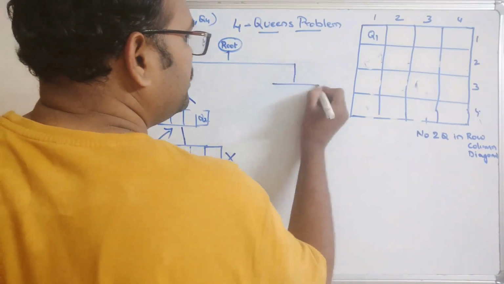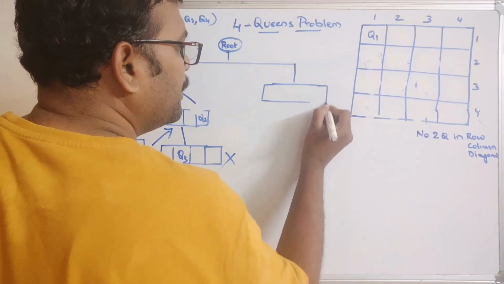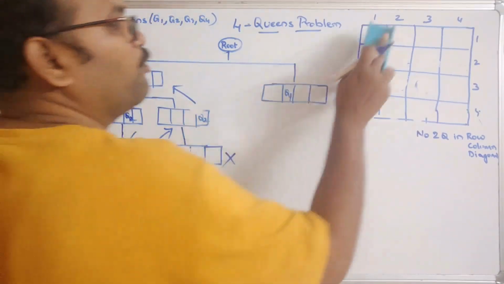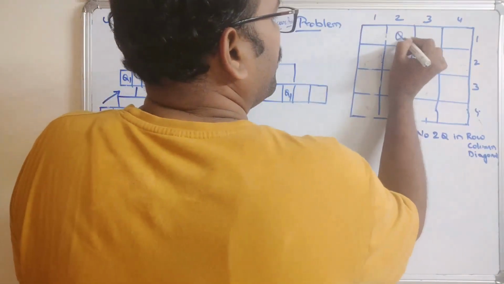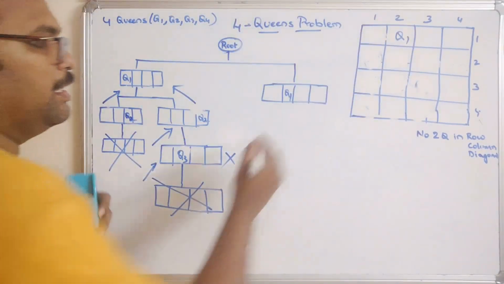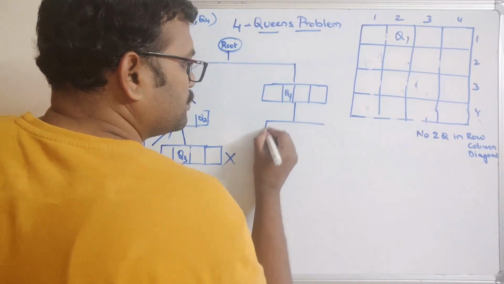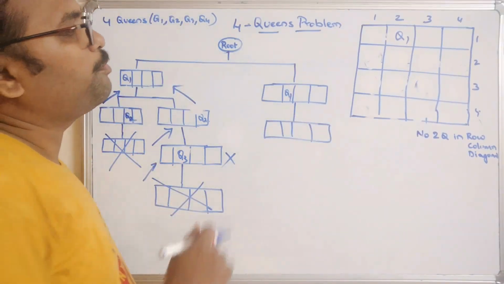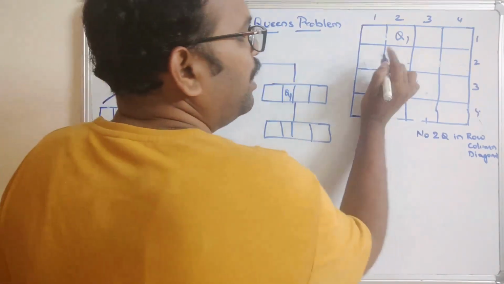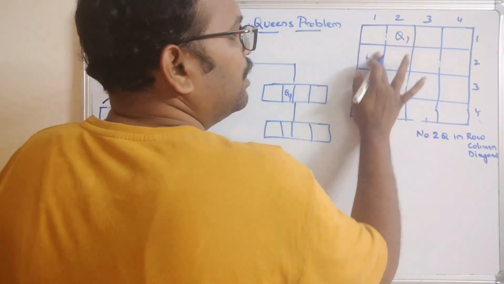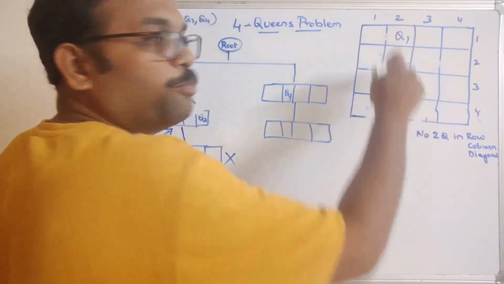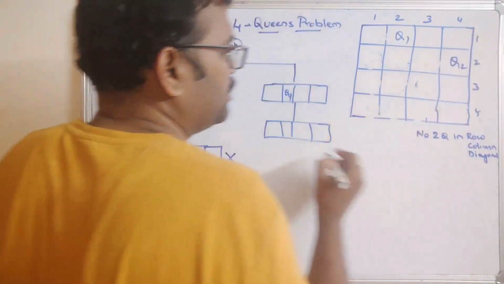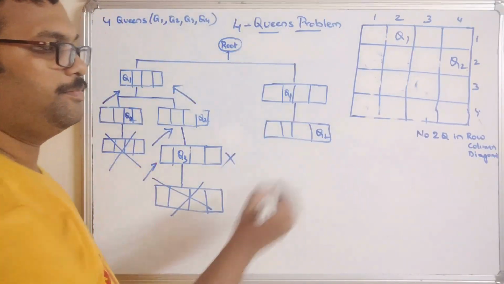So let us change the position of Q1 now. Move to the second one. Right? Then what about the position of Q2? Here we can't place it, diagonal, and in this position we can't place it because both fall in the same column. Here also we can't place it, and here we can place it. So Q2.